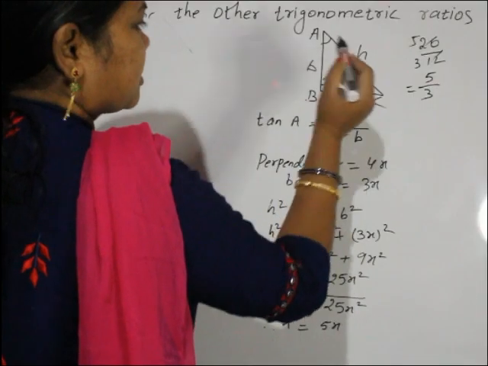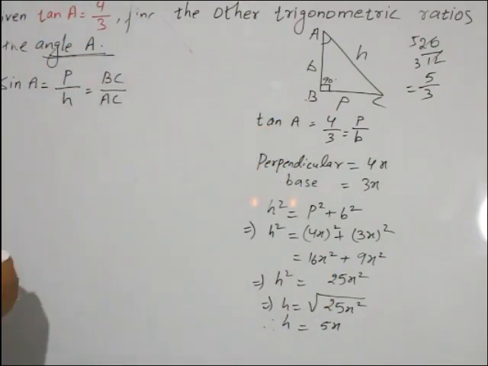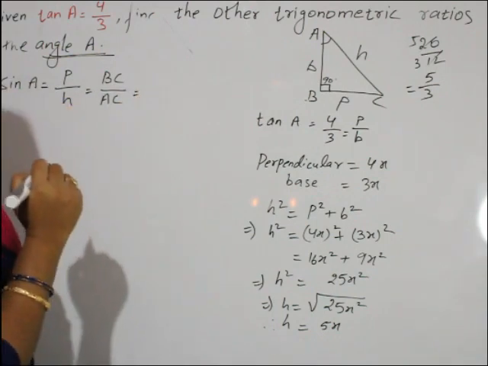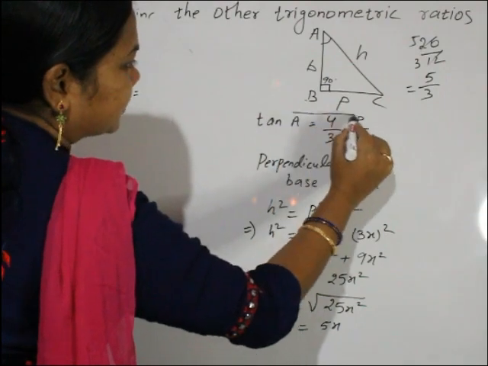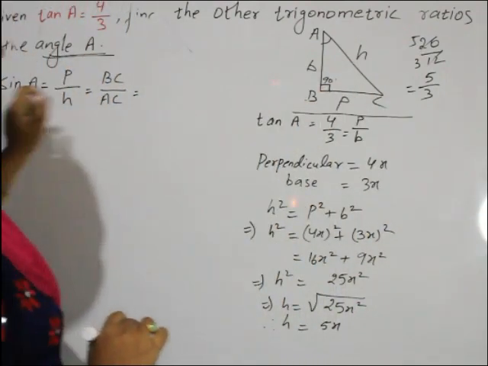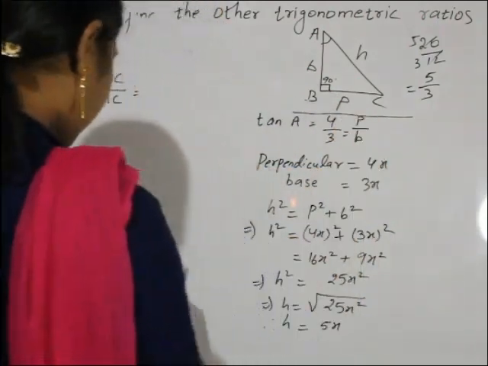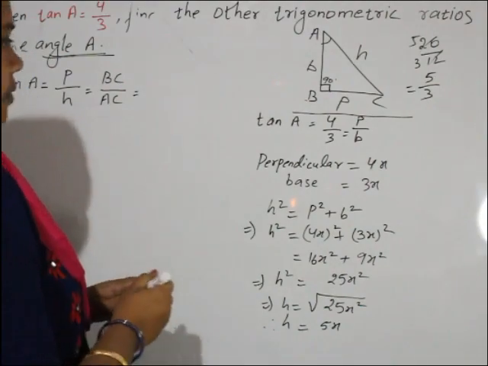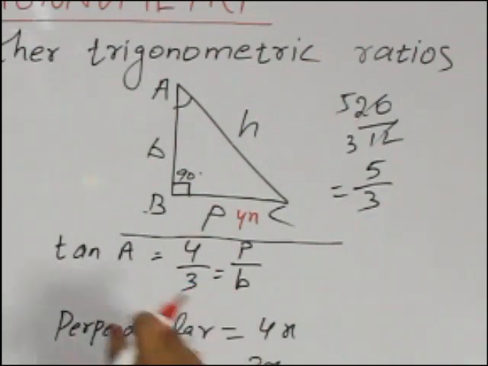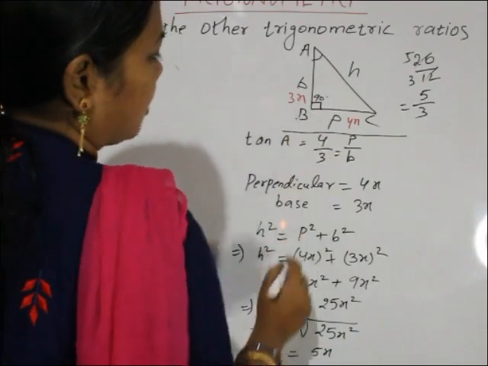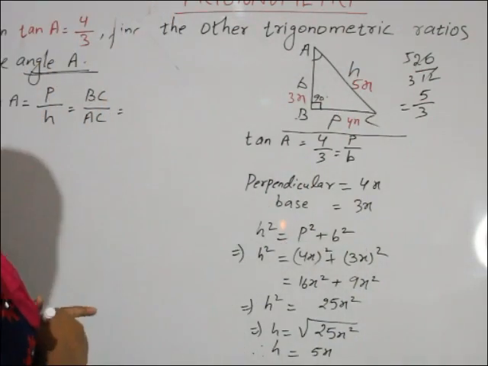How much did we get for hypotenuse? 5x. Clear? Now BC by AC. Here BC is your perpendicular. Let me separate this one. Okay, BC is perpendicular. Perpendicular is how much? 4x. Perpendicular is 4x, base is 3x, hypotenuse is 5x. Clear? Visible?